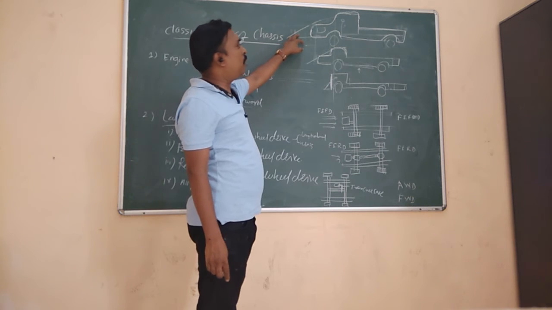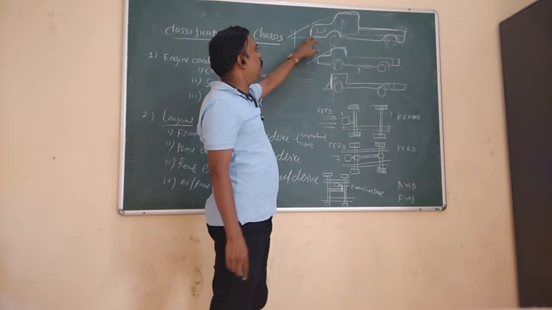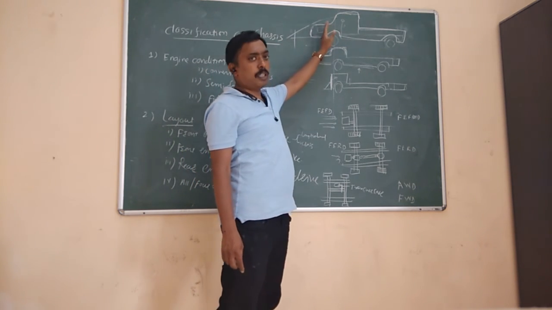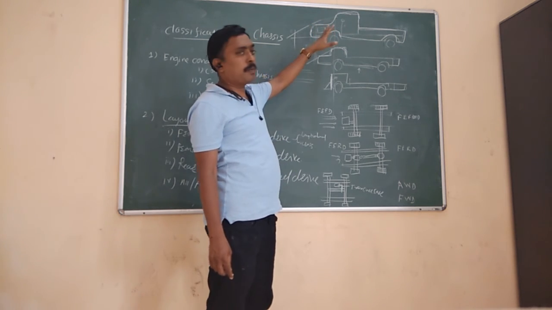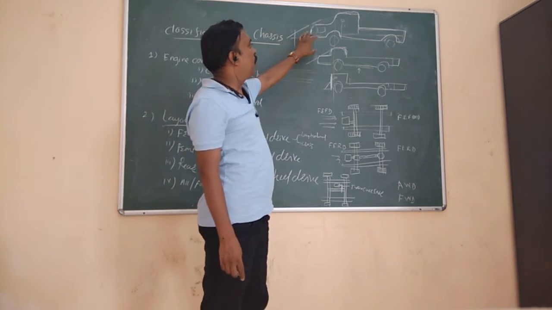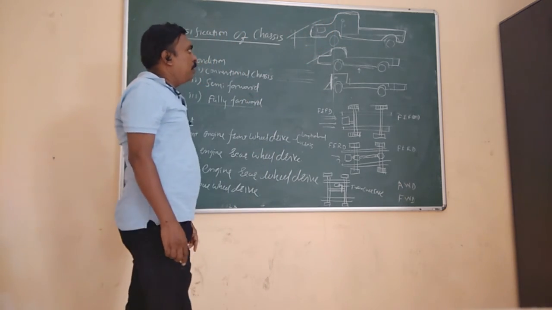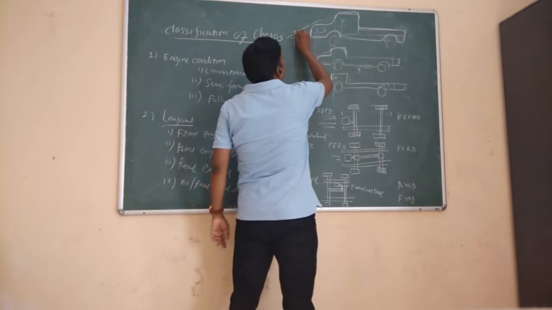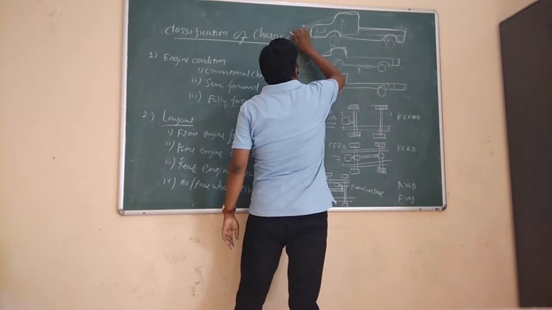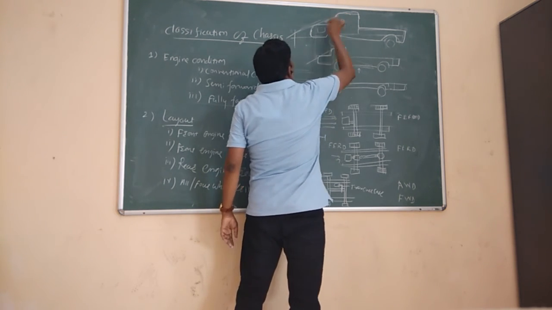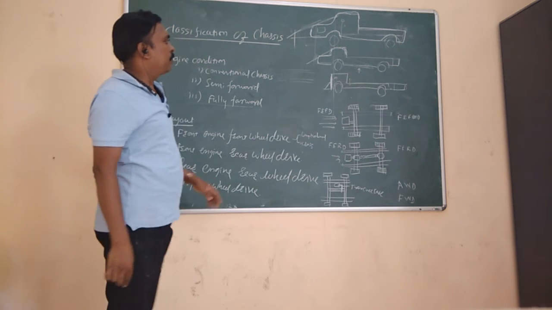The second important drawback of this kind of chassis was visibility. There are still a few vehicles with such an arrangement, where the engine is completely mounted in front of the driver, and the visibility of the driver is very less. If you see this angle, the visibility of the driver is very less.